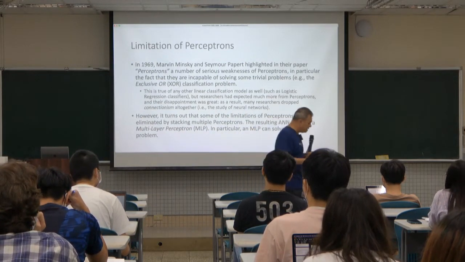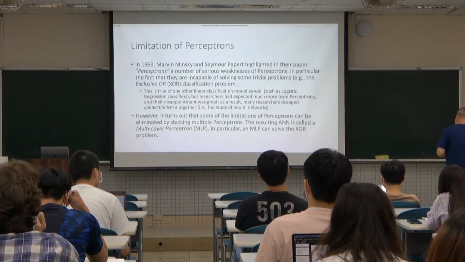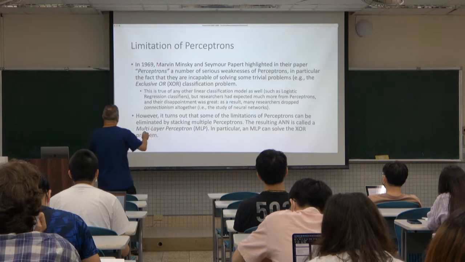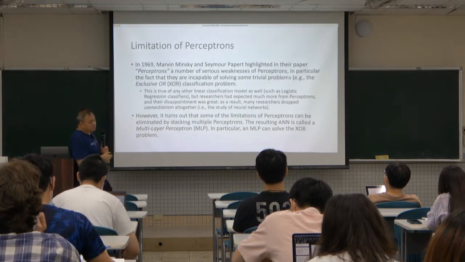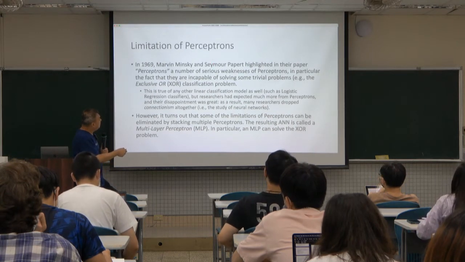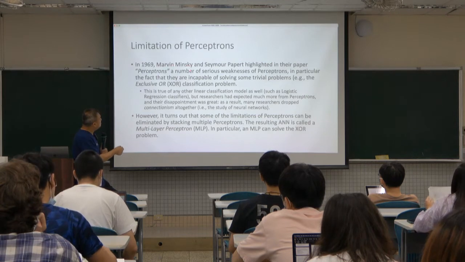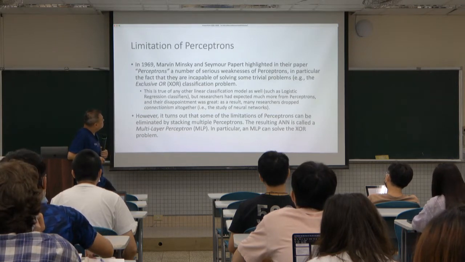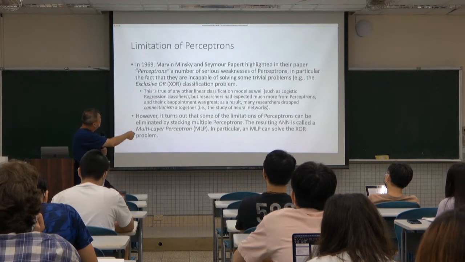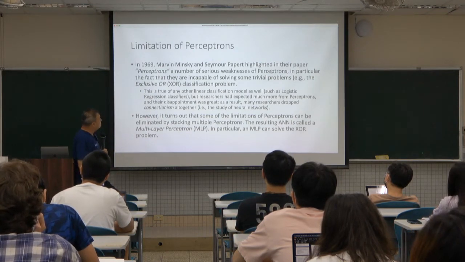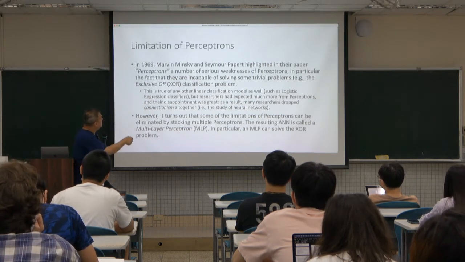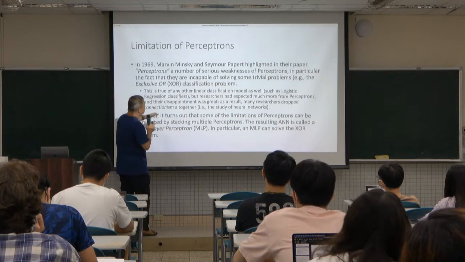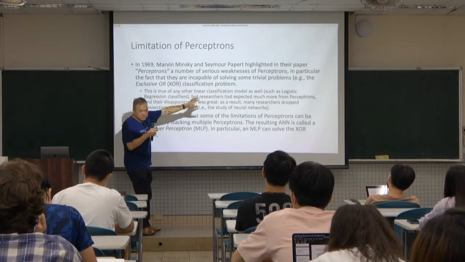Remember I said the perceptron was proposed in 1957. In 1969, Marvin Minsky, a researcher from MIT, and Seymour Papert, whom I'm not that familiar with, published a paper. Marvin Minsky is a very famous guy. He later went to Stanford, or Carnegie Mellon, I forgot which, and he actually got the Turing Award for his contribution to artificial intelligence. In their book Perceptrons, they highlighted a number of weaknesses of perceptrons.